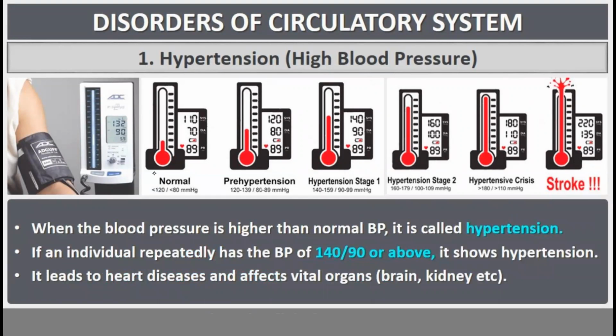When the blood pressure is higher than the normal blood pressure, it is known as hypertension. If an individual repeatedly has a blood pressure of 140 by 90 or above, it shows hypertension, and it leads to heart diseases and affects the vital organs like brain, kidney, etc.